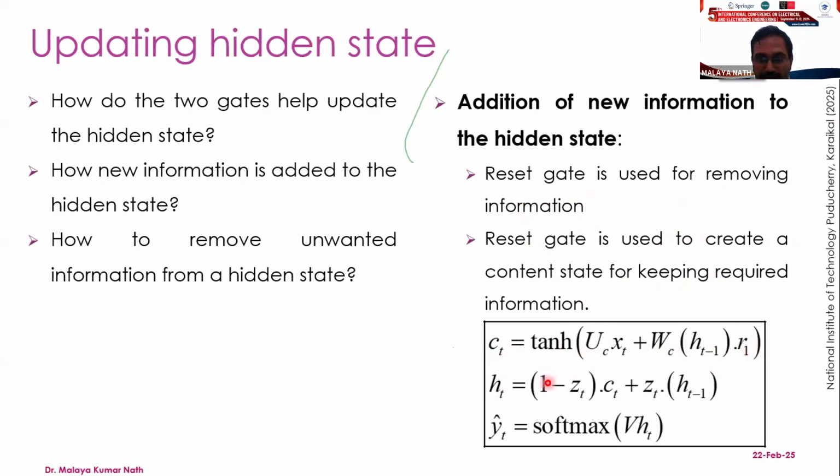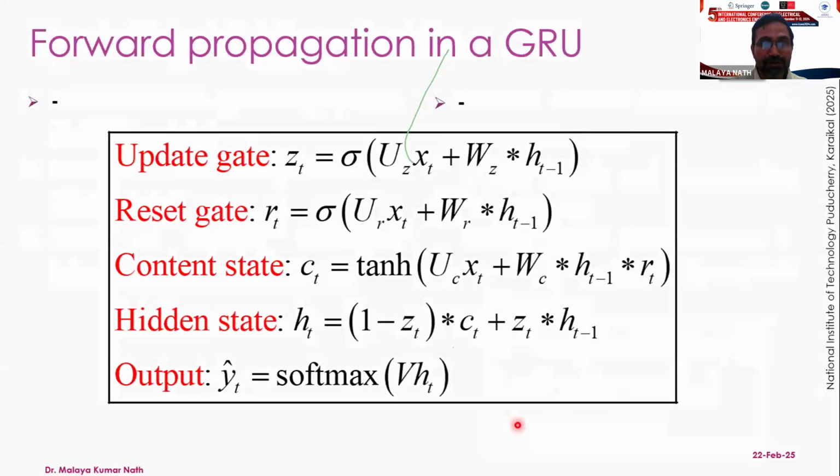Now what is ht? ht is equal to 1 minus zt times ct plus zt times h of t minus 1. yt is the softmax output. So this reset gate is used to create the content, that is equal to ct. ct, the content, is created by this expression. And ht, we have already discussed, is the previous hidden state, and yt is the predicted output in case of the GRU.